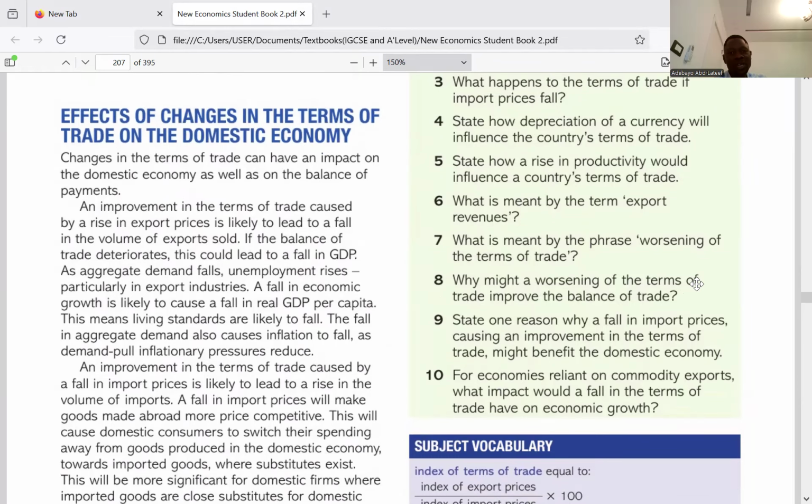Changes in terms of trade can have an impact on the domestic economy as well as on the balance of trade, on the balance of payments. So an improvement in terms of trade caused by a rise in export prices is likely to lead to a fall in the volume of exports sold. So the first point here is this.